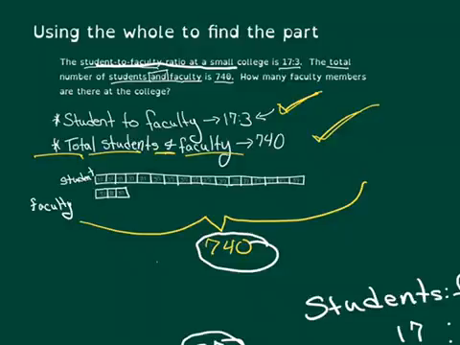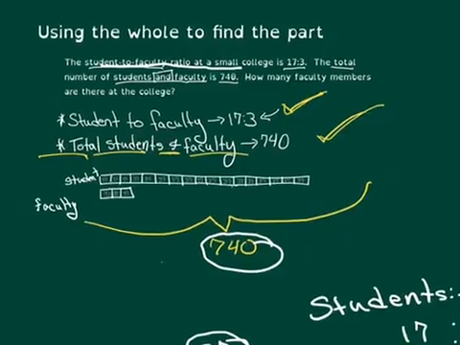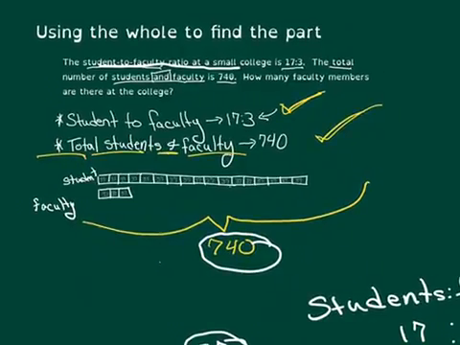So now I've labeled my 37 in each part of my tape diagram. Usually when you get all of the parts figured out, what each section of your tape diagram represents, it's pretty simple to figure out how to find the answer. So what we're trying to find is how many faculty members are there at the college.